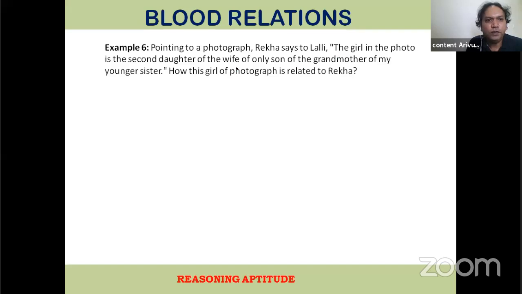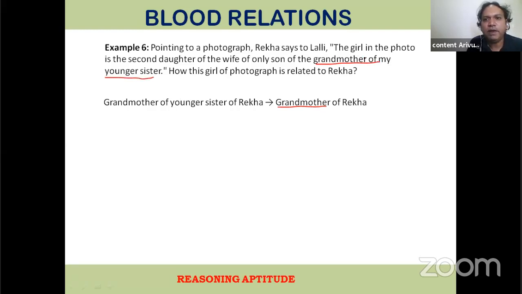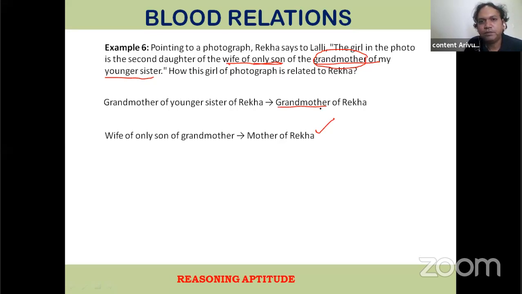So the girl in the photo is the second daughter of the wife of the only son of the grandmother of my younger sister. So grandmother of my younger sister is my grandmother also. So grandmother of Rekha. This entire thing, grandmother of my younger sister. Simply we understand your sister's grandmother is your grandmother also. Clear? Now the only son of grandmother, wife of the only son of grandmother is mother of Rekha. Only son of grandmother is father, and wife of only son means mother.